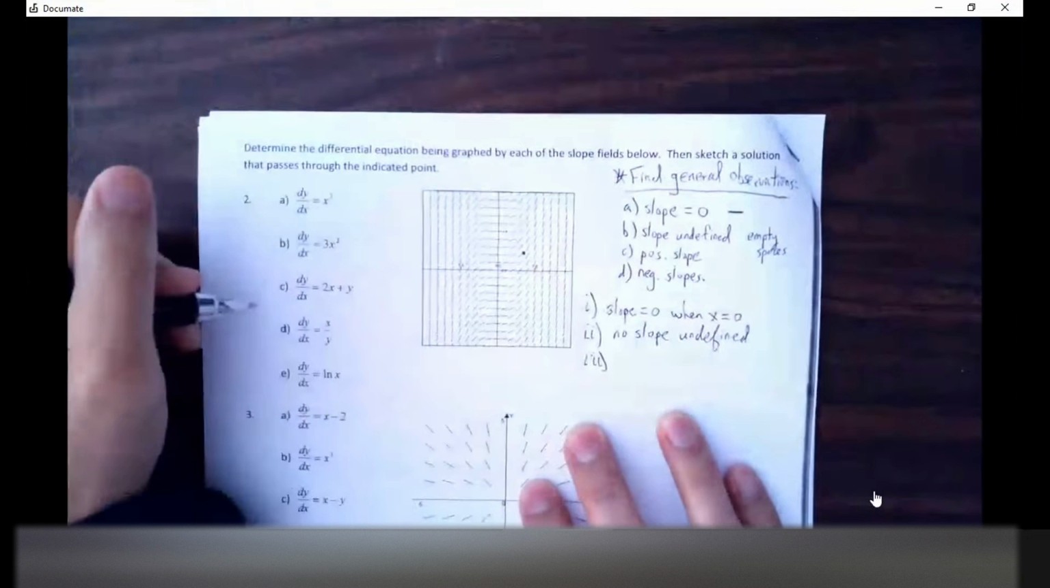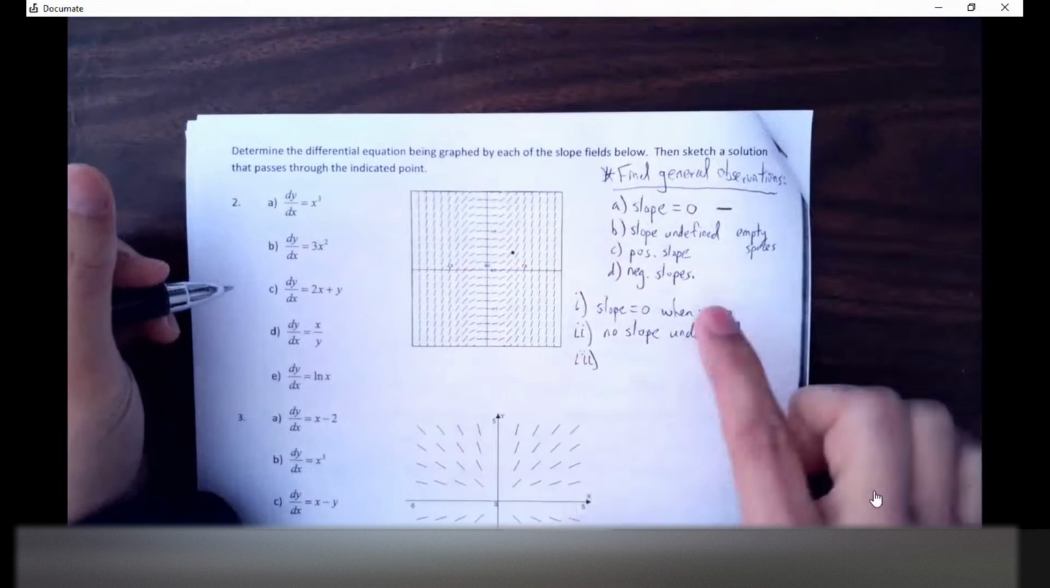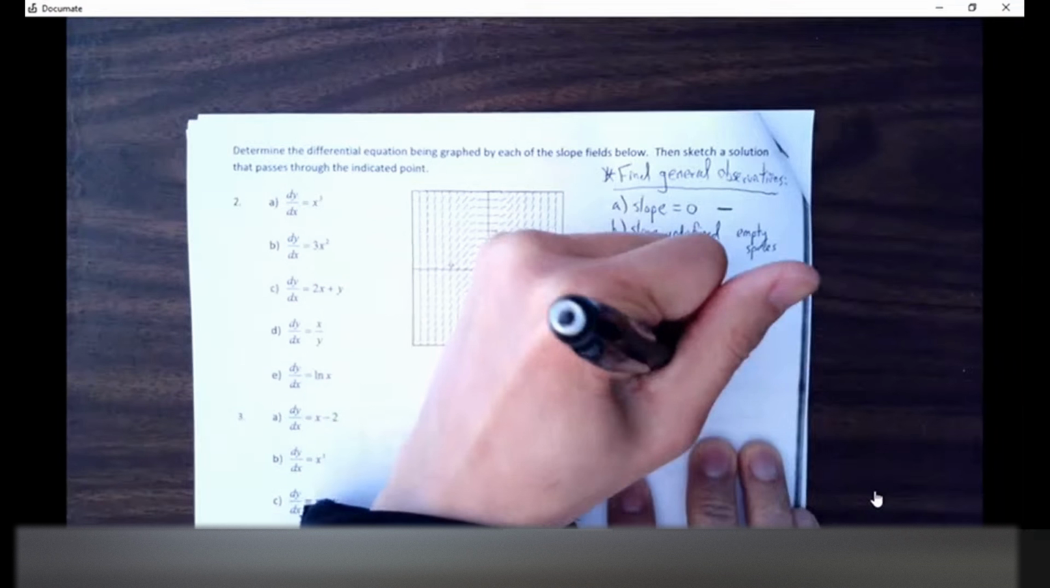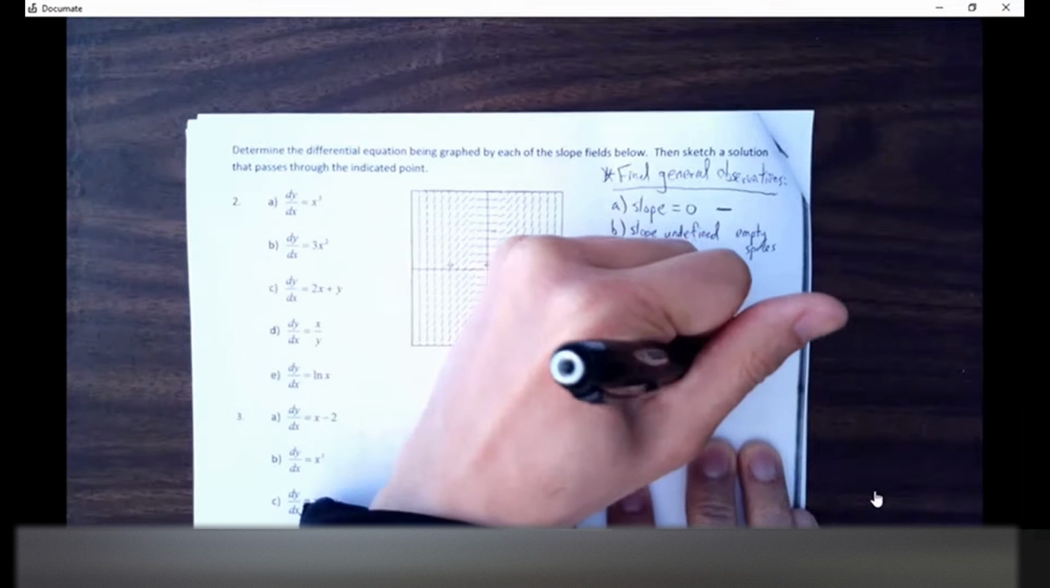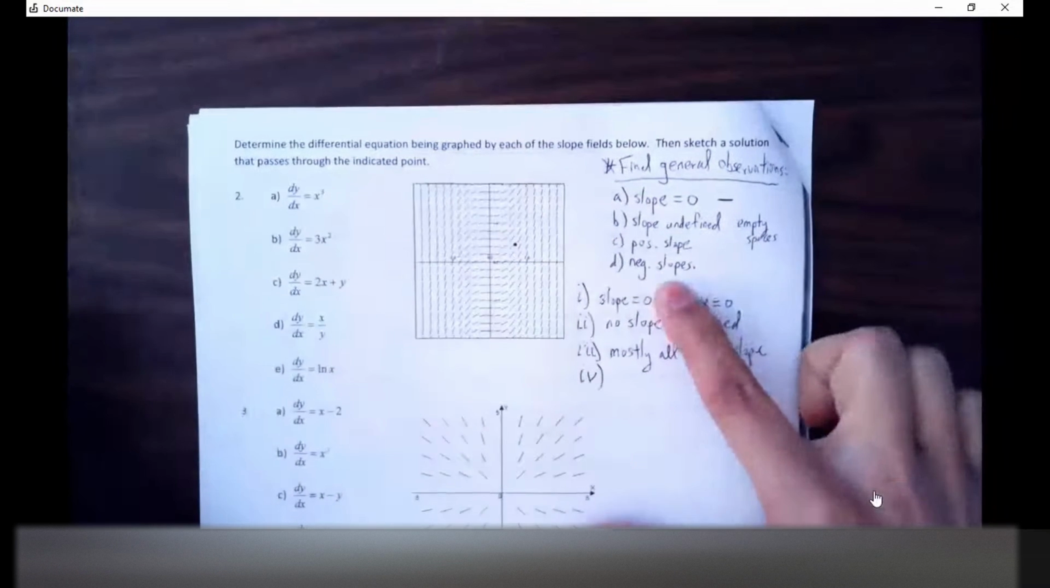So if anything is giving me a negative slope, I can pretty much eliminate that, right? We see that's not a property of this slope field. So it's mostly all positive slopes everywhere I look, which means that my fourth observation is I don't see any negative slopes.